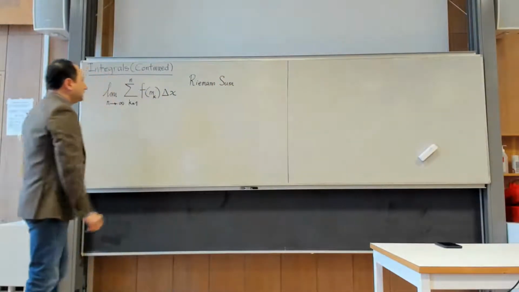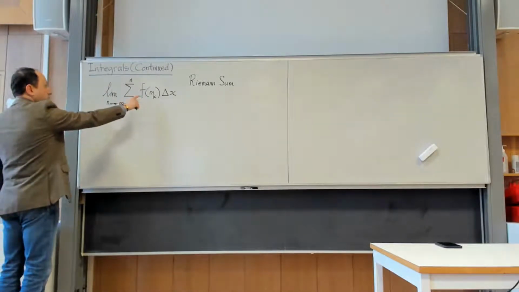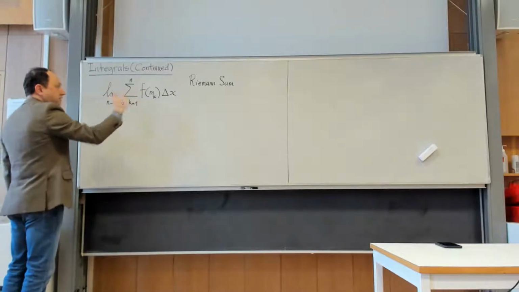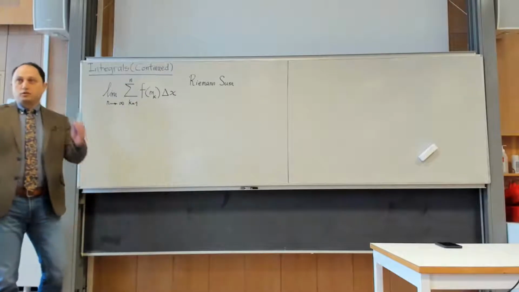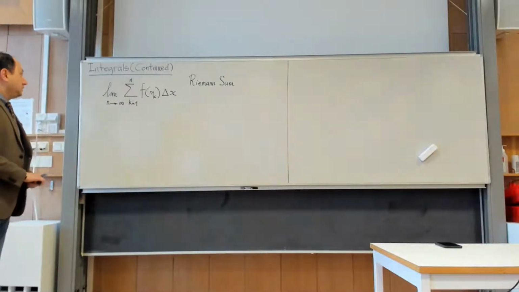And then we learned that the limit of a Riemann sum when the number of terms goes to infinity becomes a good way of defining the area under the curve of the function f of x with respect to the two lines, yes? Okay.